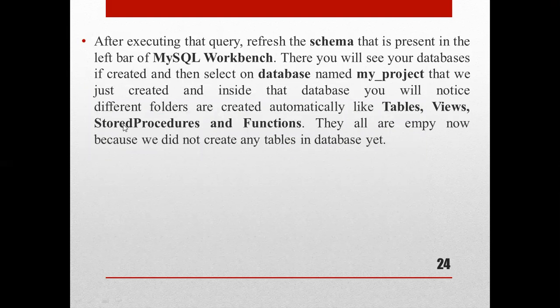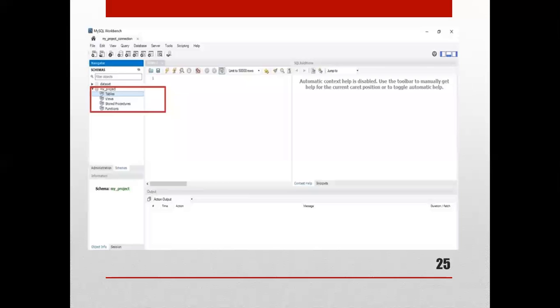Then after refreshing that, you will see your database is created, and then select that database. The database name is my project that we have created, and inside that database, folders like tables, views, stored procedures, and functions are automatically created. They are all empty because we did not create any tables or data inside that. Okay, so here you can see that after refreshing the schema, after creating that database.